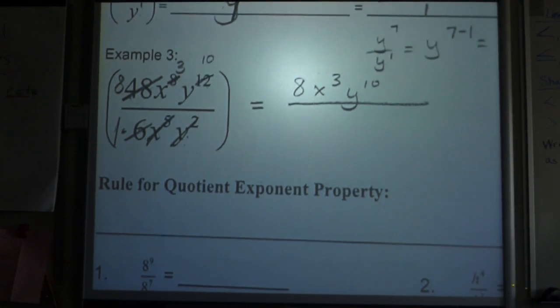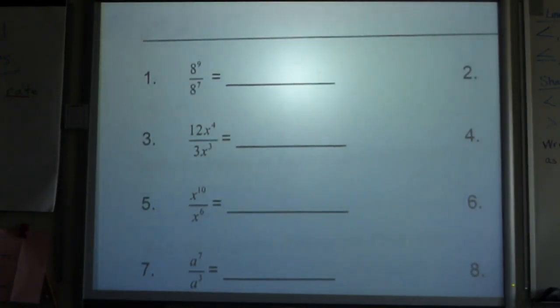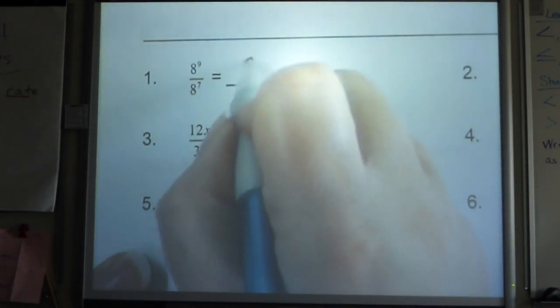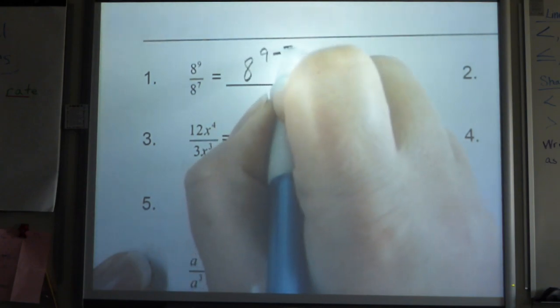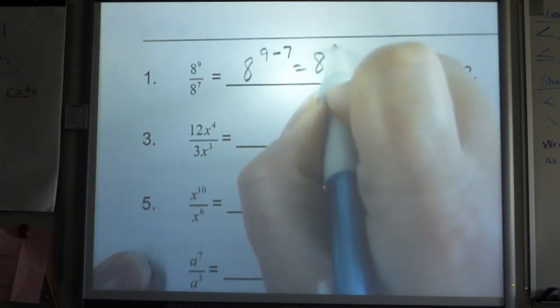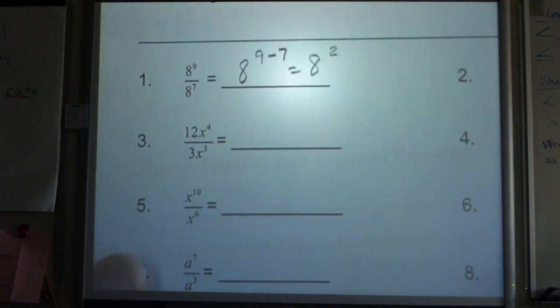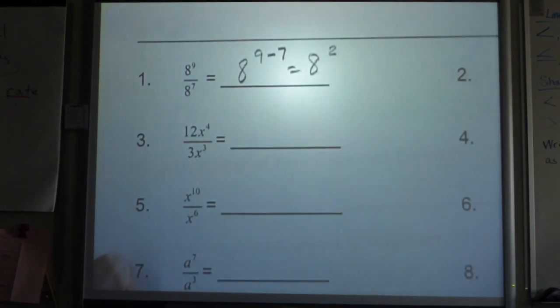All right, let's just do the odds on this bottom part of the page. Number 1, we have 8 to the 9th divided by 8 to the 7th. That's going to give you 8 to the 9 minus 7, which is 8 to the 2nd. We're going to leave it in exponent form.